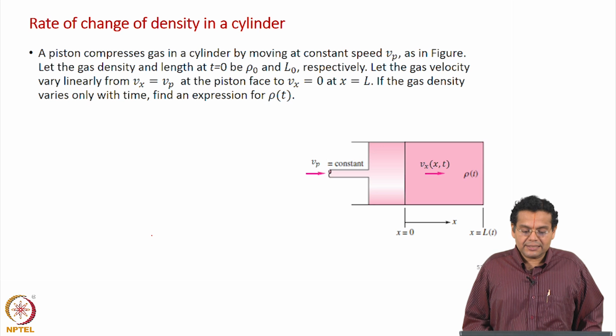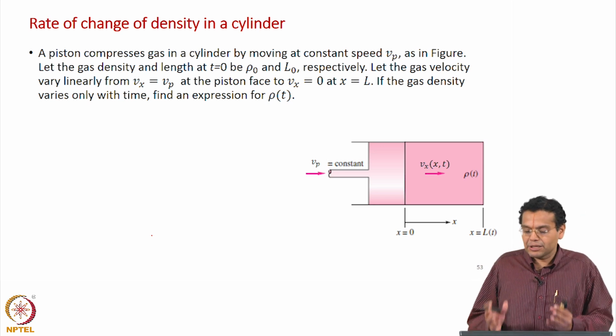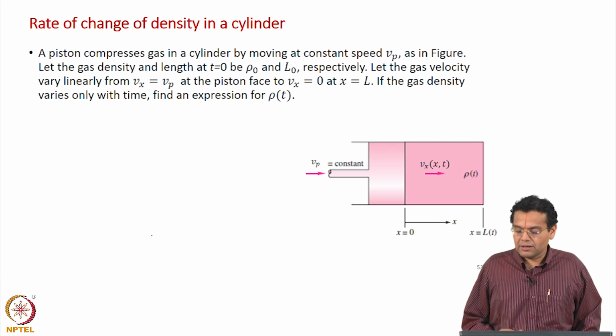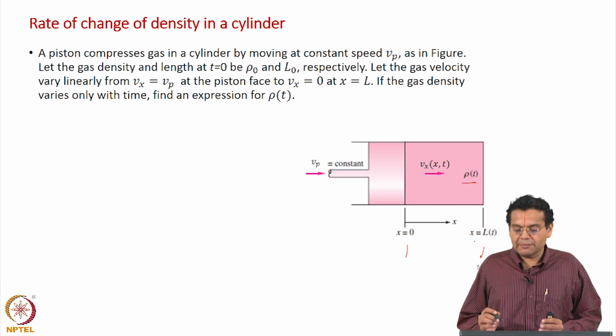Now, let the gas density and length at some time t equal to 0 be rho naught and L naught. What does it mean? In this region the density is a function of time. At time t equal to 0 it is rho naught, and this length keeps changing with time; at time t equal to 0 it is L naught.